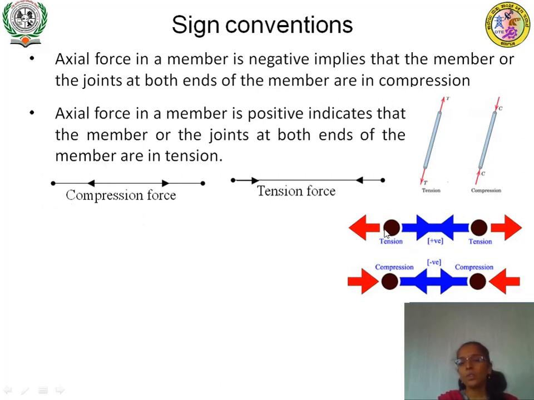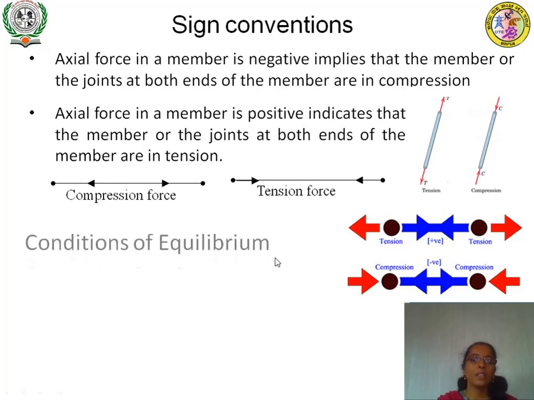Same thing here also. If this is a joint under tension, you write the arrow marks away from the joint, like this. And if this is a joint under compression, you mark the arrow marks towards the joint. Like this you have to represent the member forces, either tensile or compressive.